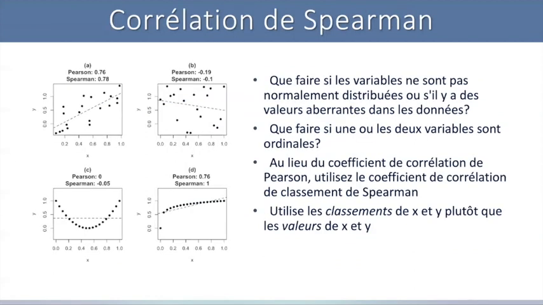Finally, let's discuss the Spearman correlation, which is analogous to the Pearson correlation. This can be used when two variables are not normally distributed, or there are outlying values in the data, or when one of the two variables is ordinal rather than continuous. We use classes of x and y rather than values of x and y to calculate this Spearman coefficient.